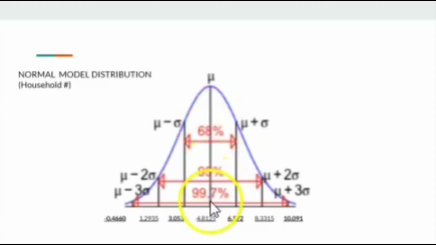This value was the mean. This value was the mean plus 1 standard deviation. This one was the mean plus 2 standard deviations, and this was the mean plus 3 standard deviations. Then on this side, we did the exact same thing, but instead minusing the standard deviation values.